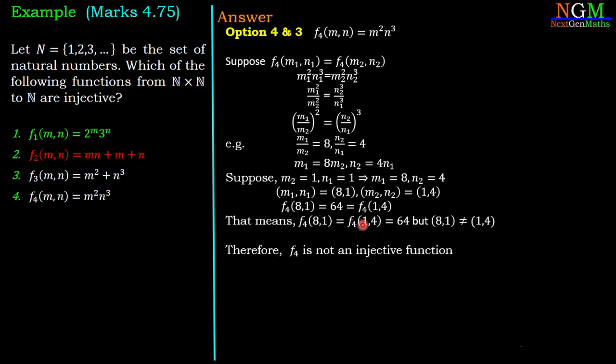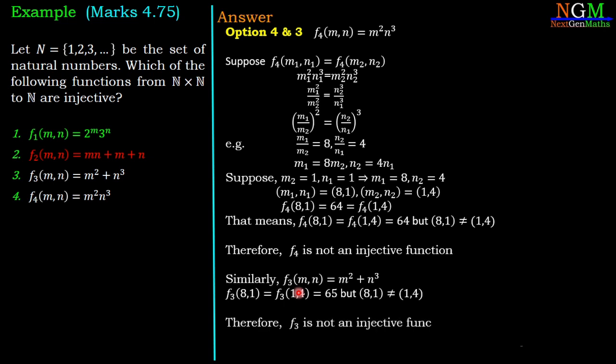Now, the same numbers will work for option number 3. So f3(m, n), which is m square plus n cube, if we take the images of f3(8, 1) and f3(1, 4), will give 65, but (8, 1) not equal to (1, 4). So f3 is not an injective function. Therefore, option number 3 and option number 4 are the wrong options. Therefore, there is only one correct option, f1(m, n) equal to 2 power m 3 power n.